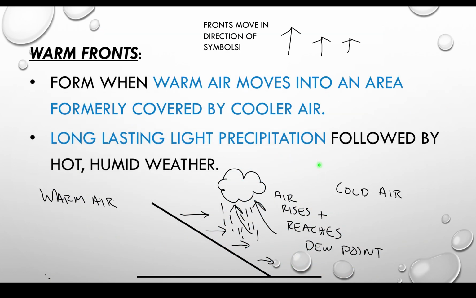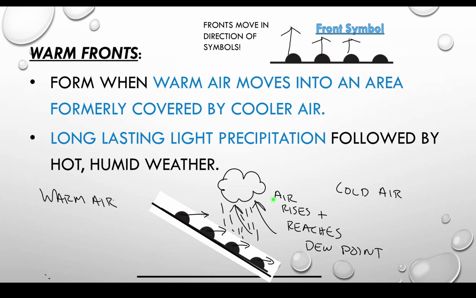A warm front is just warm air that moves in. So we have a large body of warm air here. It's pushing in. And as that warm air pushes in, it forces the cold air up. As it does this, it condenses and we see rain. We also see warm, hot, humid weather after the front moves in because this is a higher temperature.